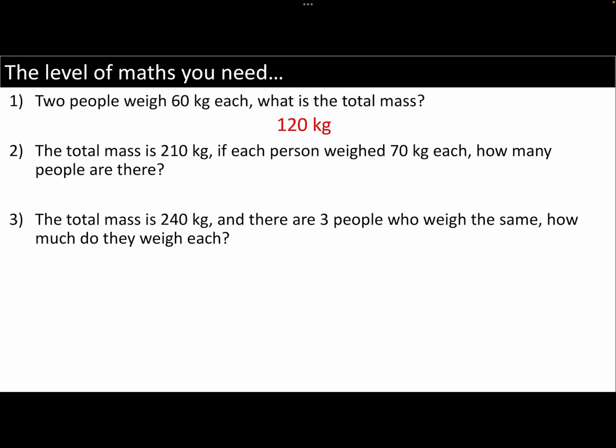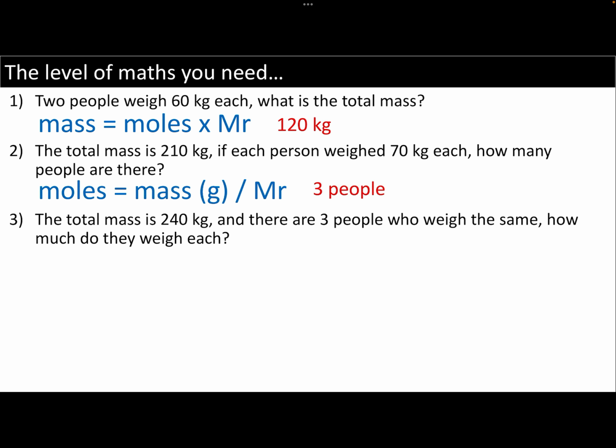120. You think that was easy. The total mass is 210 kilograms. If each person weighed 70 kilograms, how many people are there? Should we say 3 people? The total mass is 240 kilograms, and there are 3 people who weigh the same. How much do they weigh each?